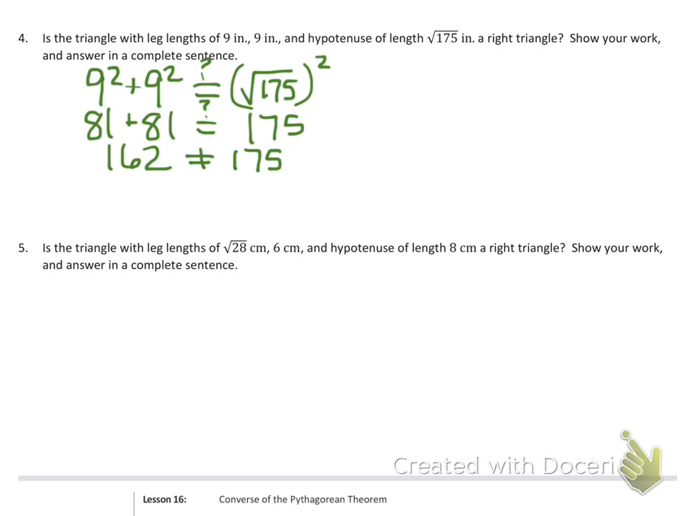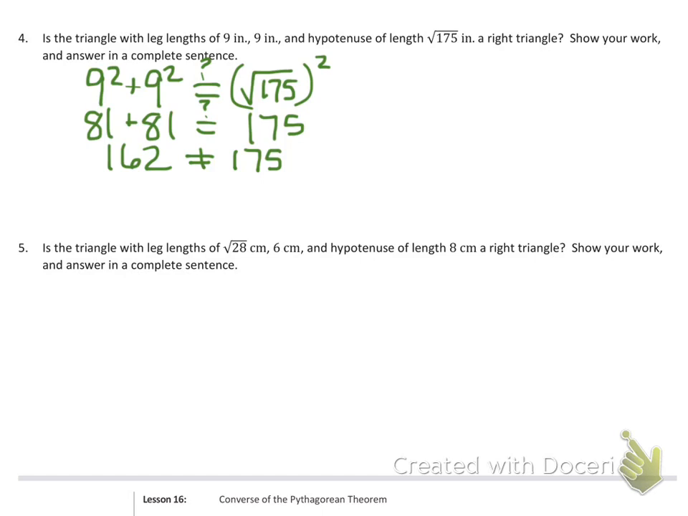So your complete sentence answer should say something like, the triangle with the given leg lengths is not a right triangle because it does not satisfy the Pythagorean theorem. Okay, so let's look at the next one.